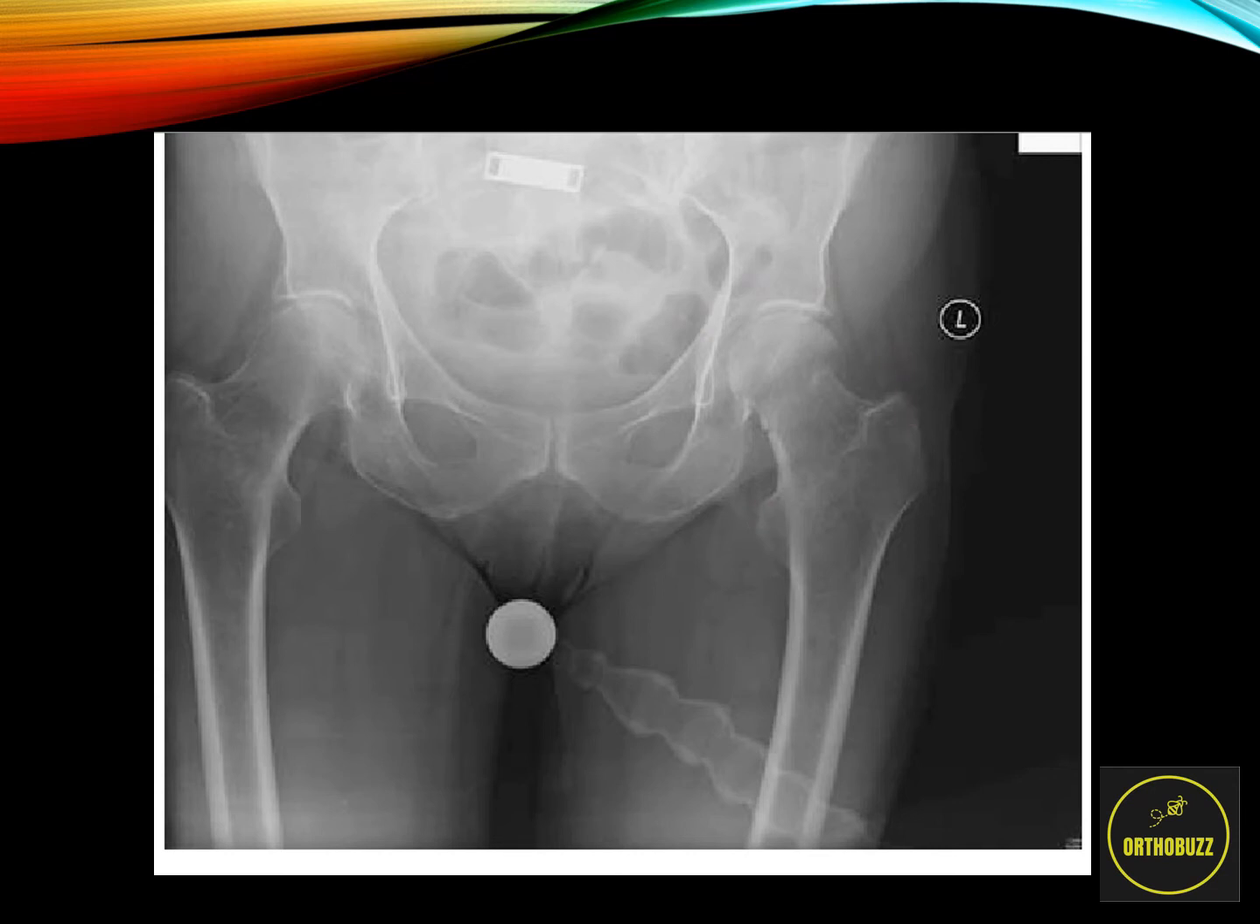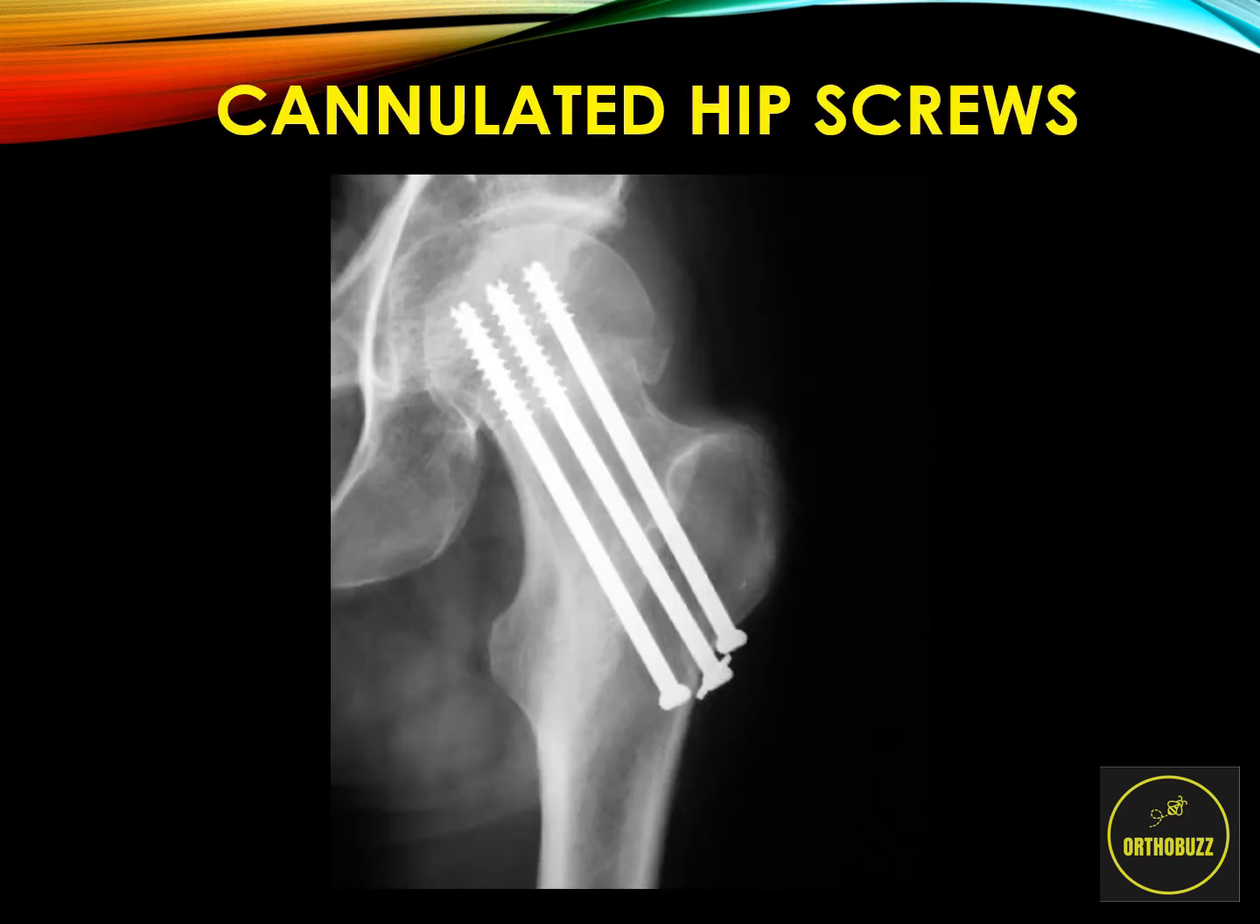So what are our treatment options? We can treat it with a replacement procedure or with a fixation procedure. In this case, we've gone for a fixation procedure with screws. Now, I know that I stated earlier that fixation procedure is not appropriate for intracapsular fractures. But in this case, as it's undisplaced, this has been attempted.